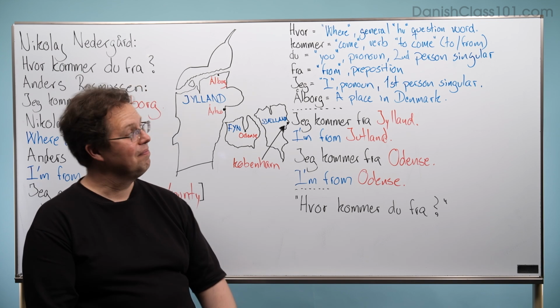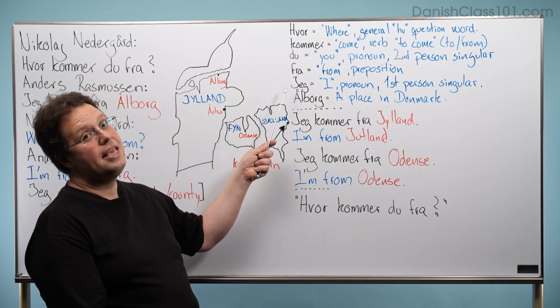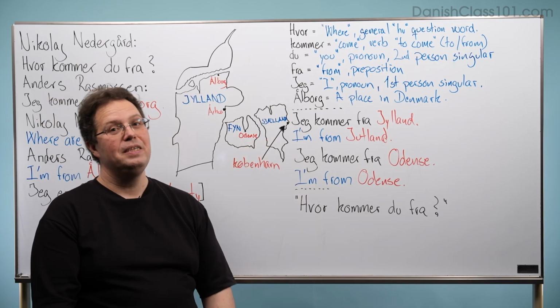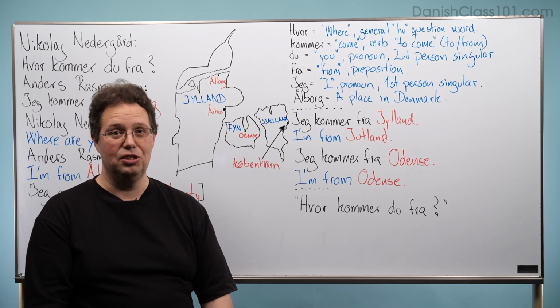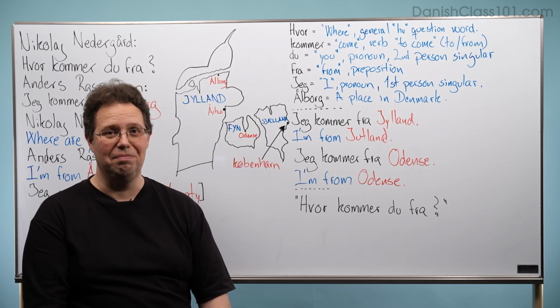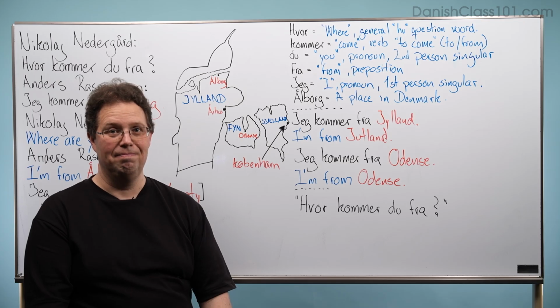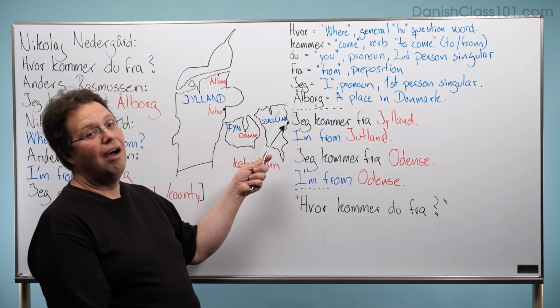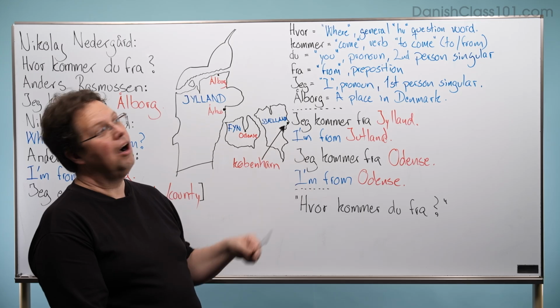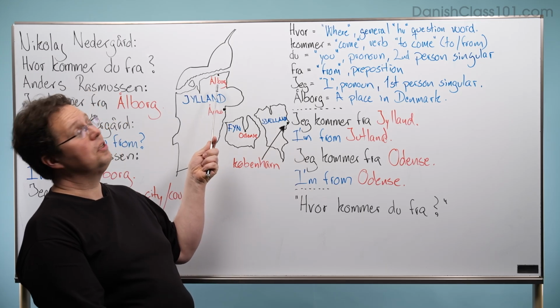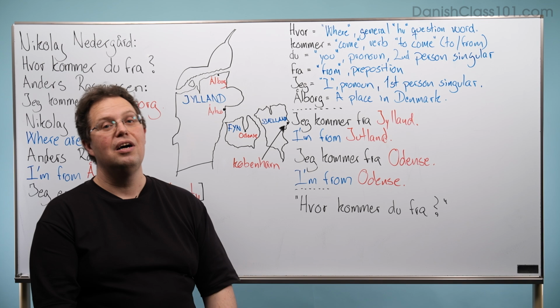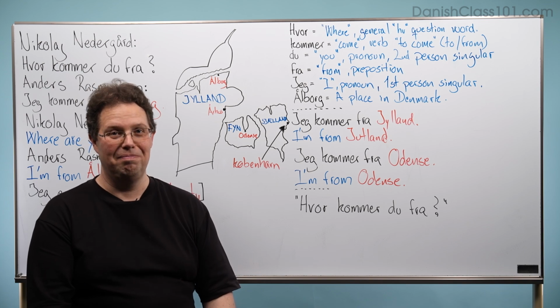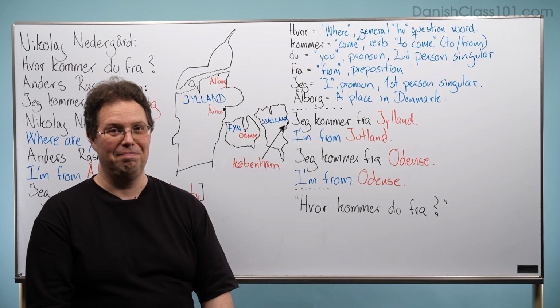Then we have jeg. Jeg is the I in Danish. It's a pronoun of first person singular. Jeg. Last one is Aalborg. Aalborg is the city up here in the northern part of Jutland. Aalborg.